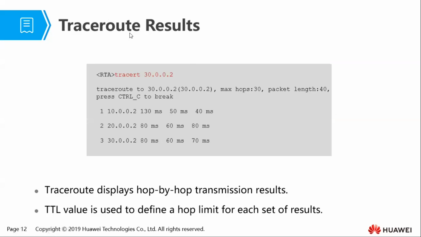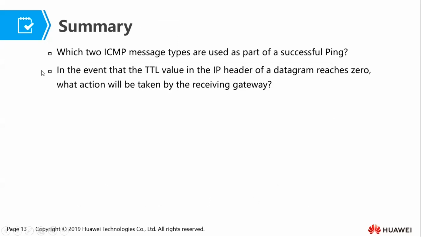Other than that, you can see that it also gives the times it took to reach each particular router. And here, I think the TTL has been set to 30. So the maximum hops for the Traceroute is 30. So that is it about this topic.